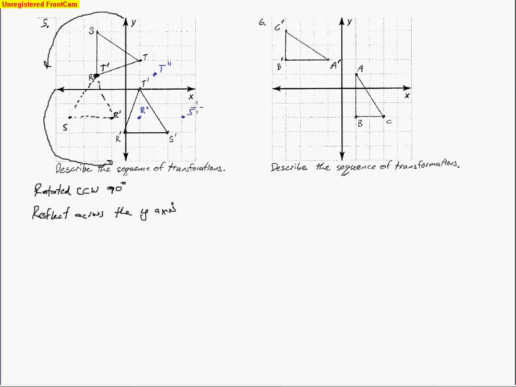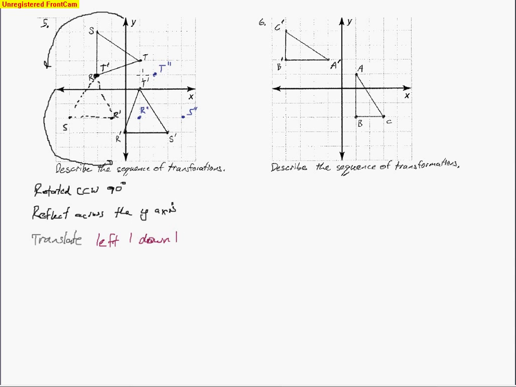Okay, so now I've got the image lined up correctly. So I reflected across the y-axis. Now I need to translate. I'll change the color once more here. Translate, it looks like 1 down, 1 left. So I'm going to say left 1, down 1.